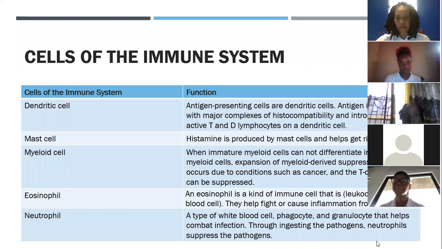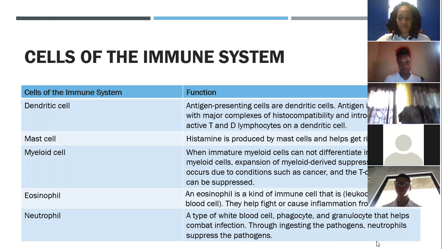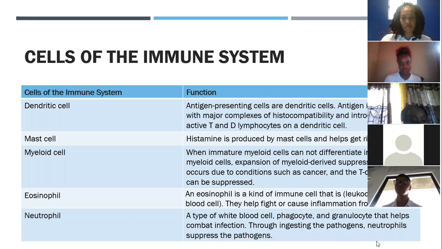So the cells of the immune system, there are quite a few of them, but I'll just touch on a few. A dendritic cell is an antigen-presenting cell. Antigen is coupled with major histocompatibility complexes and introduced to active T and B lymphocytes on a dendritic cell. An eosinophil is a kind of immune cell that is a leukocyte, or white blood cell. They help fight or cause inflammation from infection.